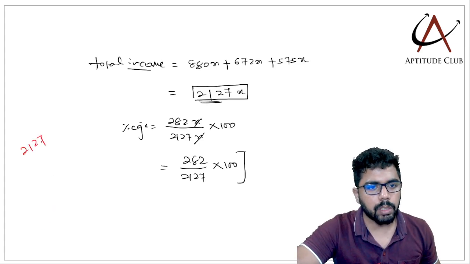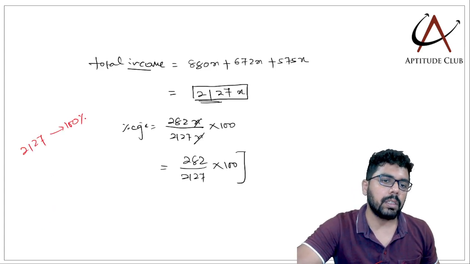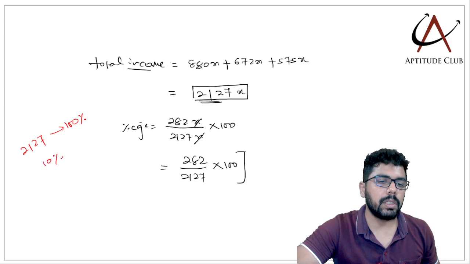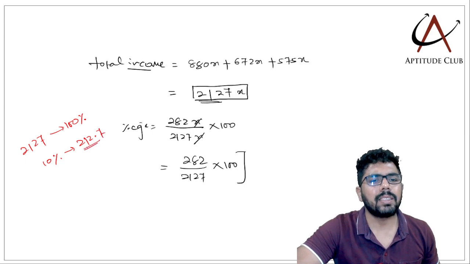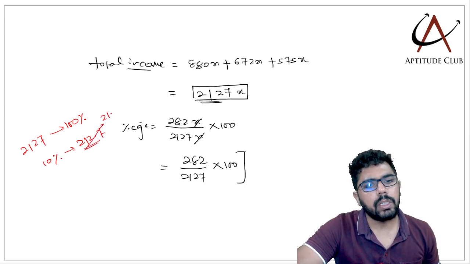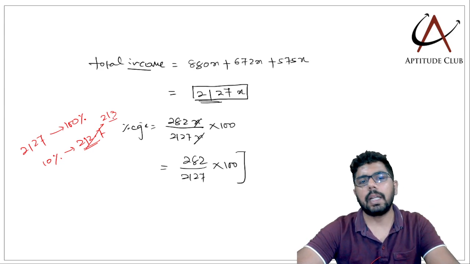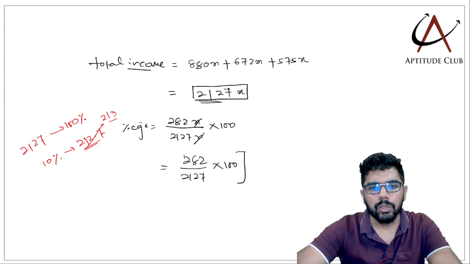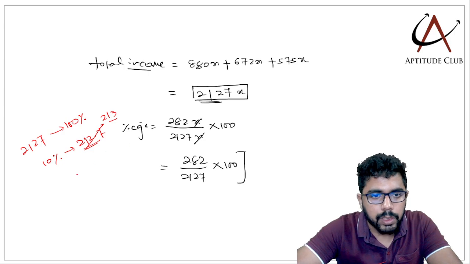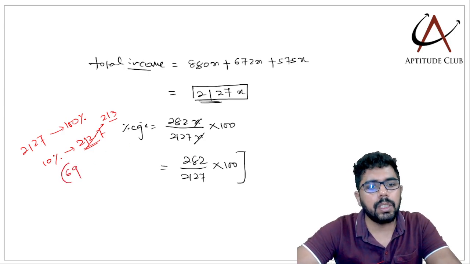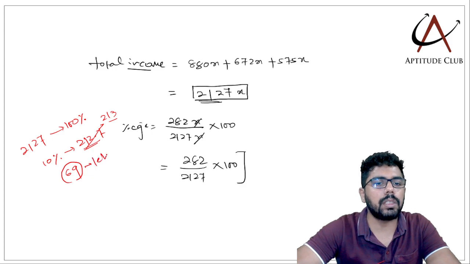So 2127 is 100%. So 10% of it is 212.7. Let's round it up to 213, let's say that is a round figure. So out of 282, 213 is gone. How much is left? 69 is left. I'll have to see 69 is what percent.